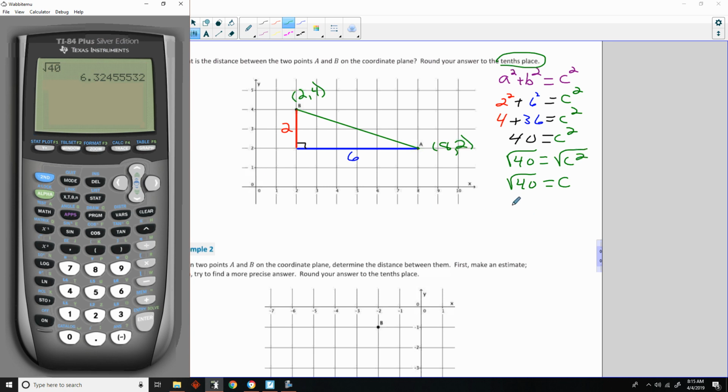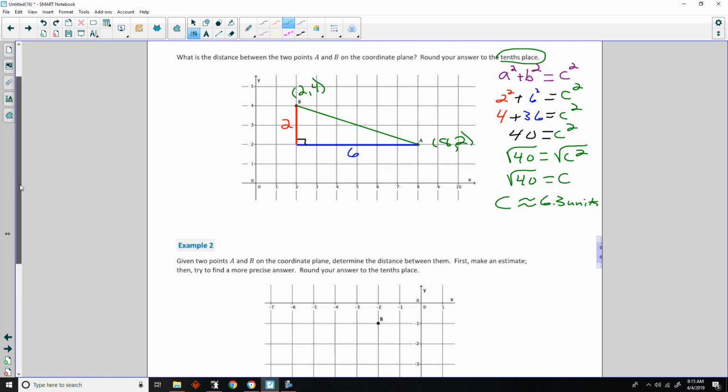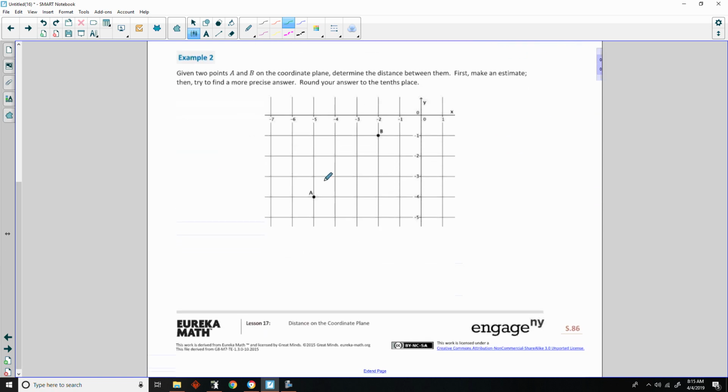So it's 6 approximately, so C is approximately 6.3 units. As I rotated that, it was a little bit more than 6, so it's 6.3, and it came out to about here. Okay, so there you have it. Example 2. Given 2 points A and B on the coordinate plane, determine the distance.